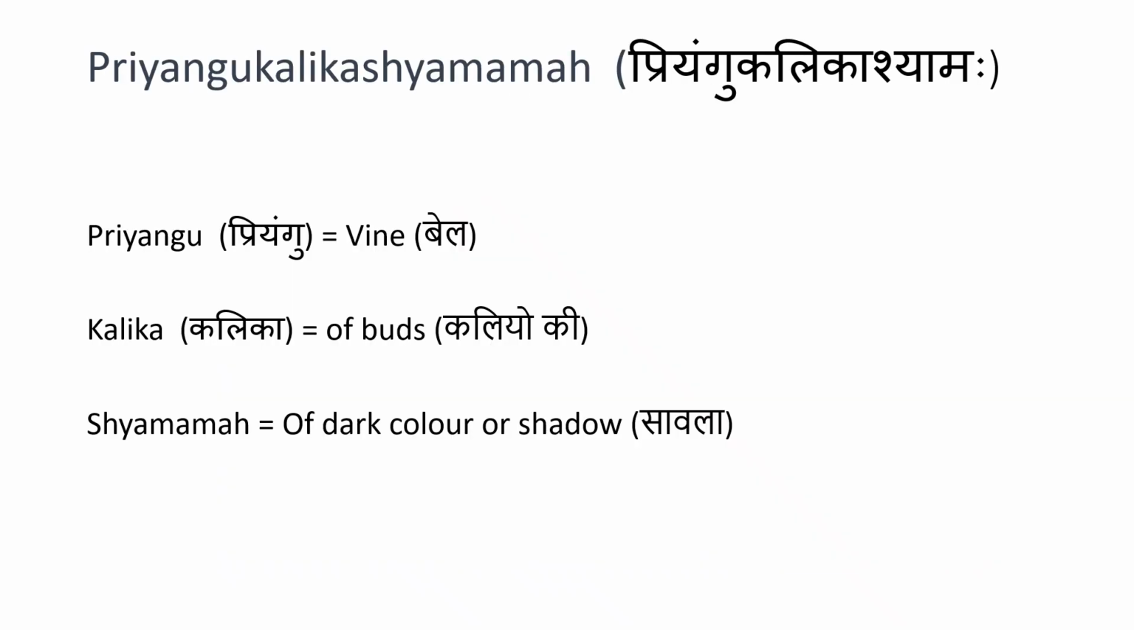Now let us move to another complex word, Priyangukalikashyamamah. Here we will decompose the word Priyangukalikashyamam into its constituent words. Priyangu means vine. Vines are like ropes which are a part of a plant like grape or pumpkin plant. Kalika means of buds. A bud is a premature flower, but it has all information about the flower. Shyamam means of dark color or shadow or projection. It depends upon the context.